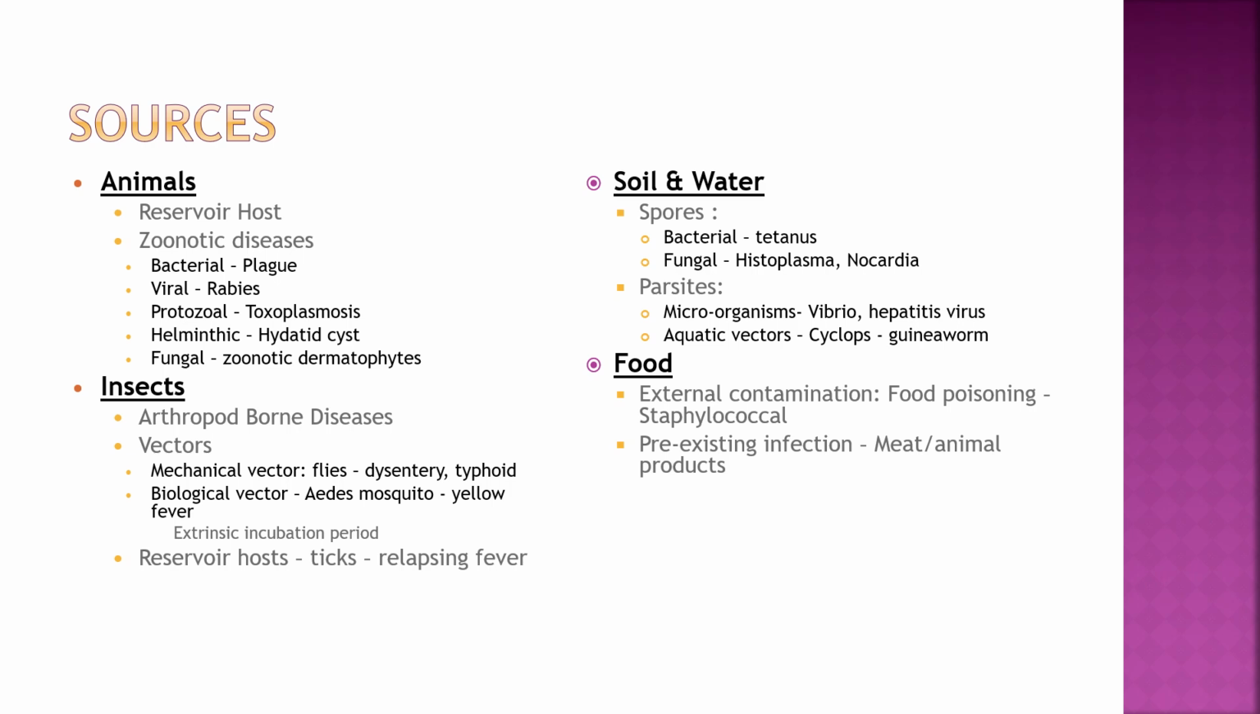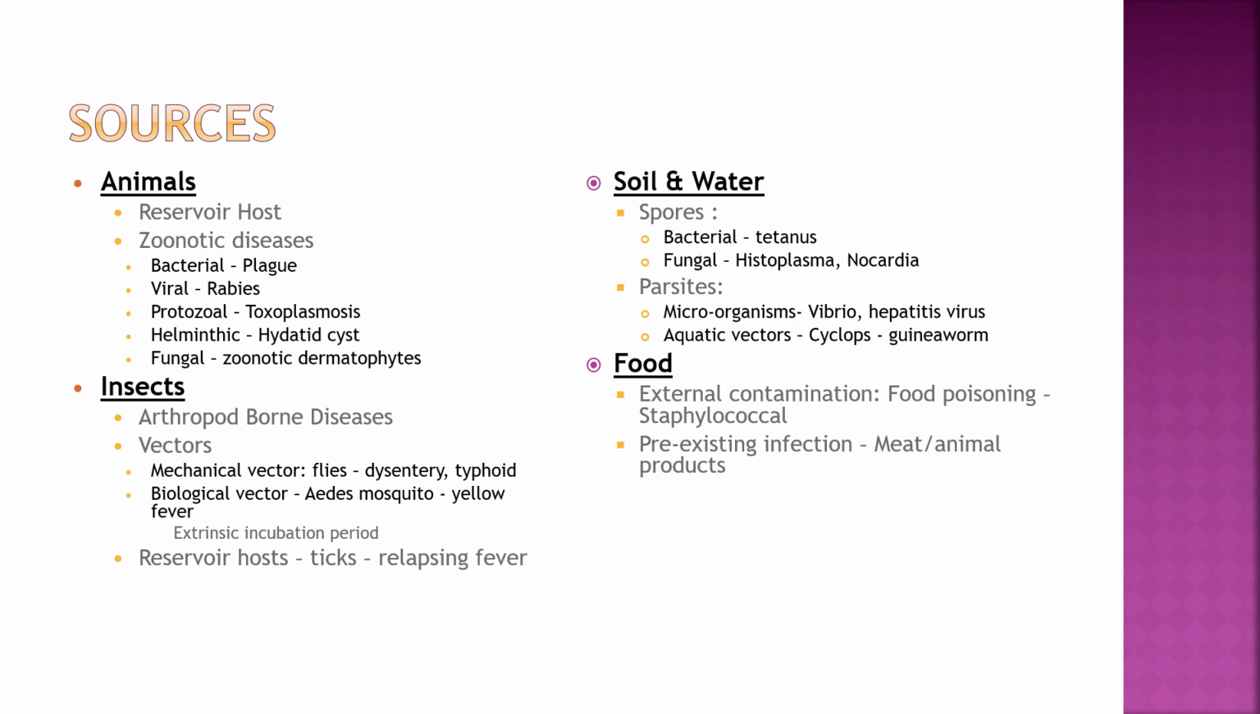Sources can be animals, so they are called zoonotic diseases if the infection is from animals. So bacterial infection like plague, viral infection like rabies because of dog, then protozoal infection, toxoplasmosis because of cat, helminthic infection, hydatid cyst because of dog. So these are animal acquired infections.